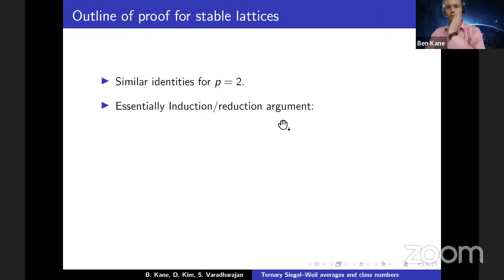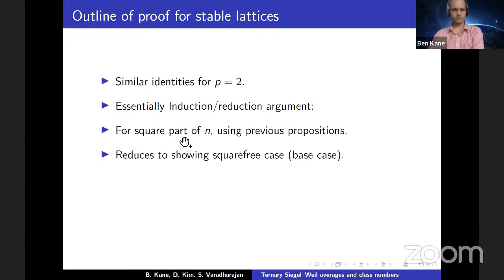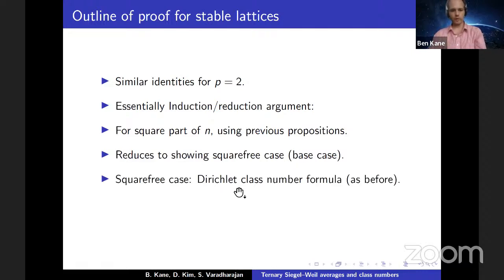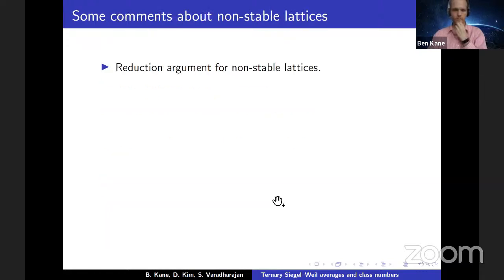And now, once we have all this, we're ready to do some kind of reduction argument. For the square part of n, we use the previous propositions, and that reduces to the square-free case, which is the base case, essentially, of the induction. And then for the square-free case, we use the Dirichlet class number formula to get exactly the class number that we're looking for, and now we're done with the stable case.